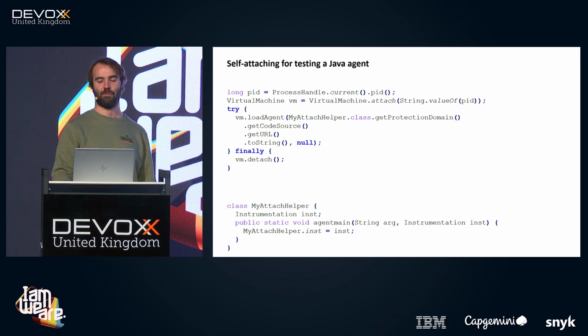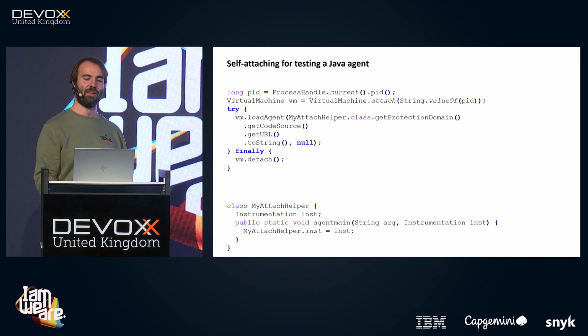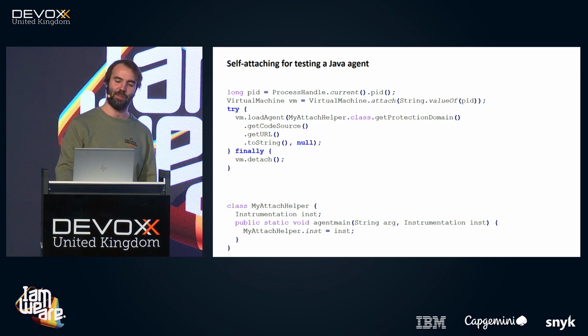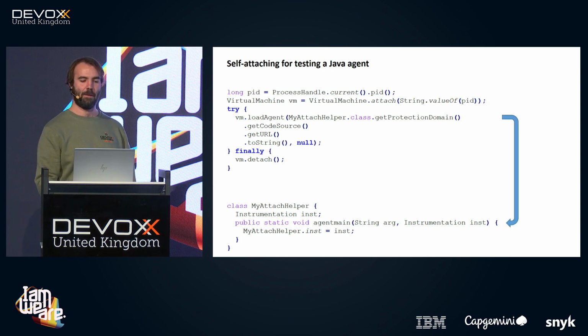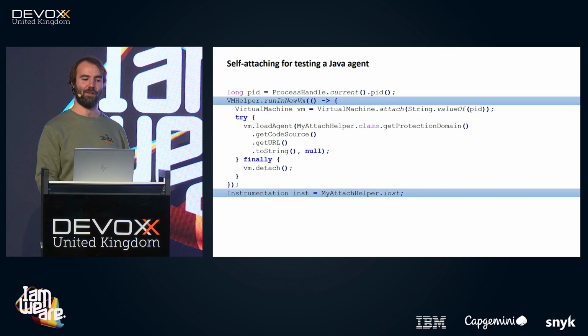Yeah, so self-attachment is, fortunately, not as easy as I suggested with Mockito. I already showed you that you can find your own process PID and then just attach to it. But since Java 9, the JVM doesn't allow it anymore. The Java team doesn't want that to happen, so they forbid it explicitly in the code. But the easy workaround is to just run the instrumentation in a new JVM.